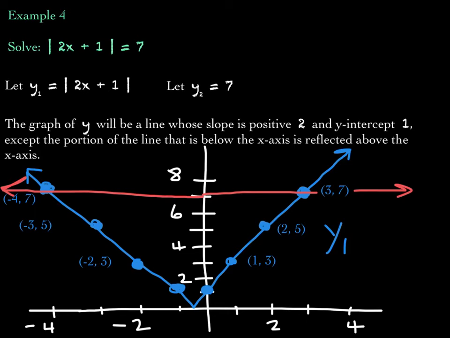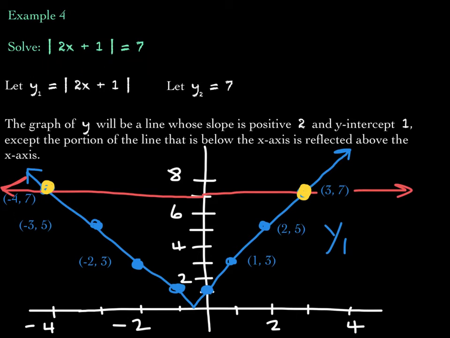When does the absolute value of 2x plus 1 equal 7? Well, right here and right here. I'll highlight it. At this point, the absolute value of 2x plus 1 intersects with 7. And so the question is, remember, solve for x, right? Give me the x values at the points of intersection. 3, -4. Those are the solutions to this absolute value equation.